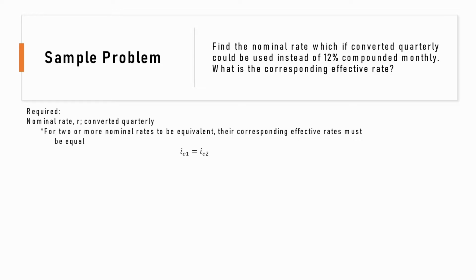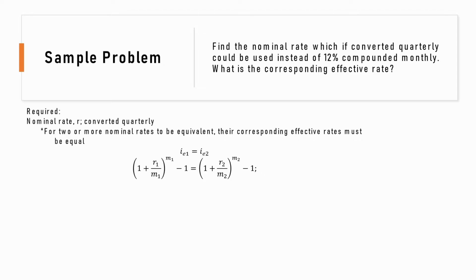So I sub E1 para dun sa unknown natin, the nominal rate of interest, and I sub E2 para dun sa nominal rate of interest na 12% compounded monthly. So formula dun, (1 + R/M)^M - 1, para dun sa 1 at saka dun sa 2. So add natin both sides by 1. So matitira na lang yung mga naka-raise sa M sub 1 tsaka naka-raise sa M sub 2 respectively.